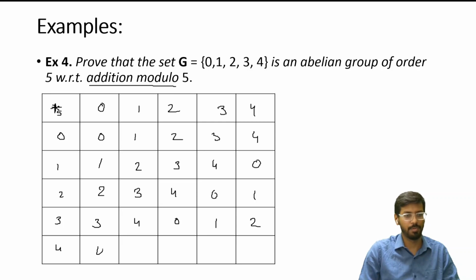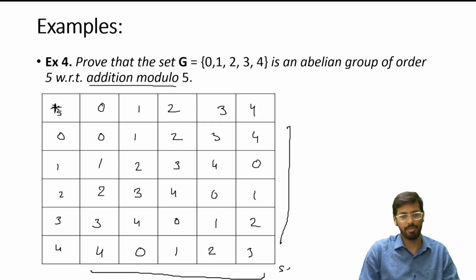Similarly, 4 + 0, remainder is 4. 4 + 1, remainder is 0. 4 + 2, remainder is 1. 4 + 3, remainder is 2. 4 + 4, remainder is 3. Now check this 5 by 5 matrix. All elements of this 5 by 5 matrix are from this given set G. This is satisfied here. Similarly, we can check associativity.